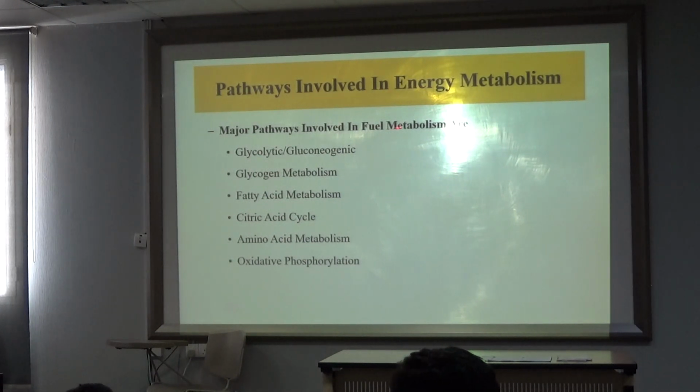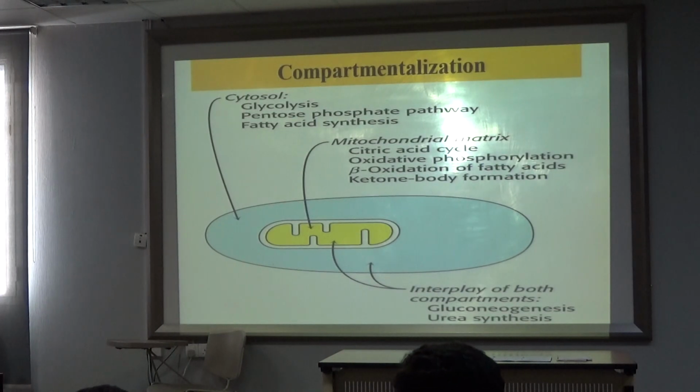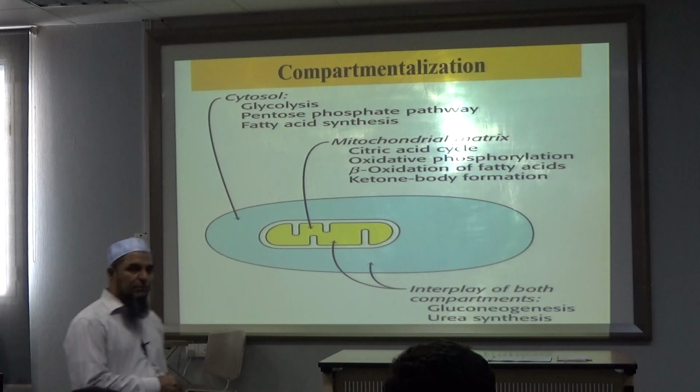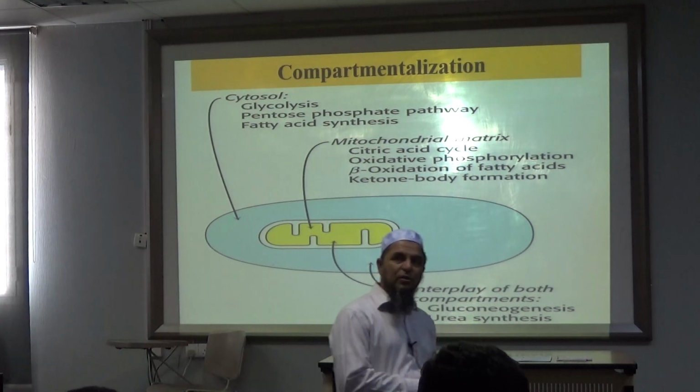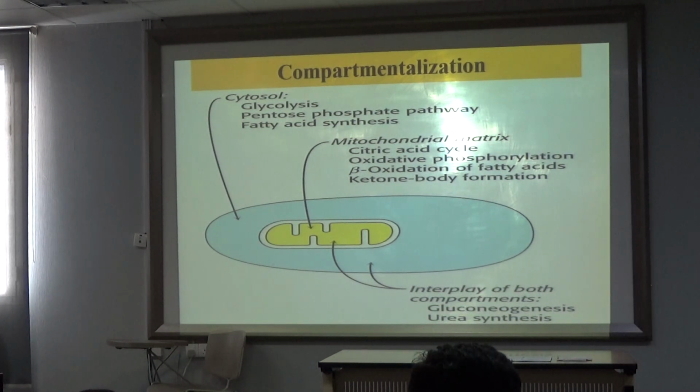For example, glycolysis, gluconeogenesis, glycogen metabolism, fatty acid metabolism, citric acid cycle, amino acid metabolism, and oxidative phosphorylation. We have some compartments. Some of the enzymes or processes take place only in the cytoplasm, and some of the reactions take place only in the mitochondria. However, some of them have some reactions in the mitochondria and some in the cytoplasm.